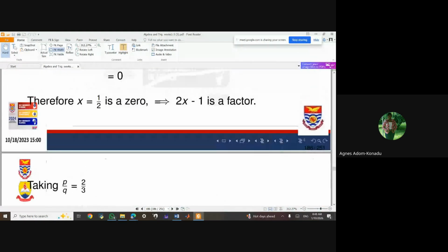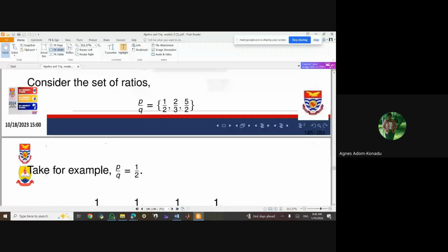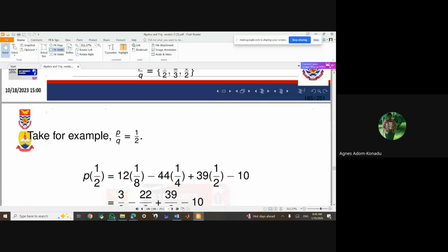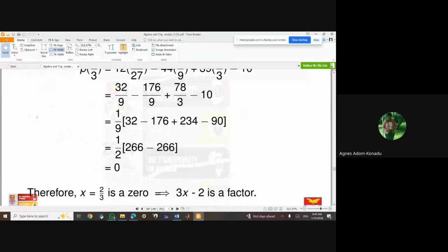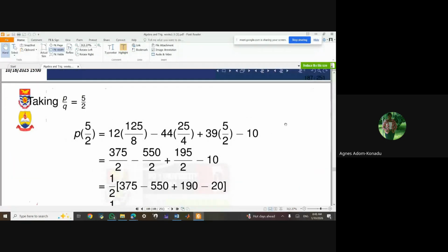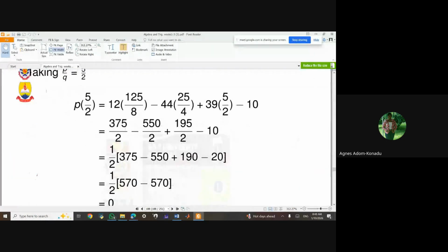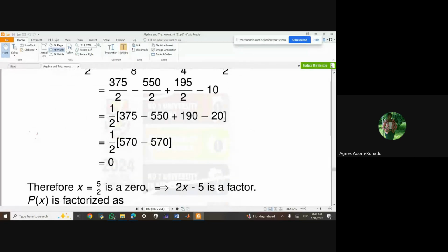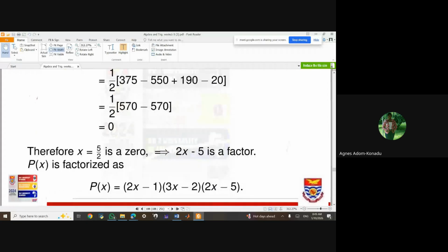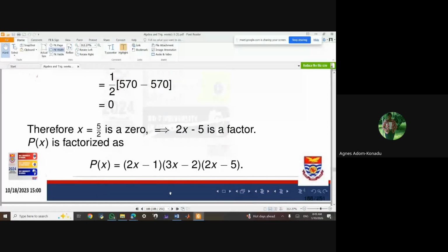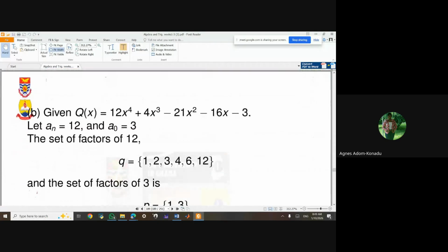Then the other one is 5 on 2. So you have x equal to 5 on 2. You substitute that into the function, and when you simplify, that will also give you 0. So this means that x equal to 5 on 2 is a zero. So 2x minus 5 is also a factor. So that function will have factors 2x minus 1, 3x minus 2, and then 2x minus 5.